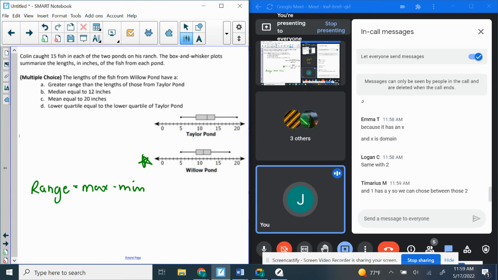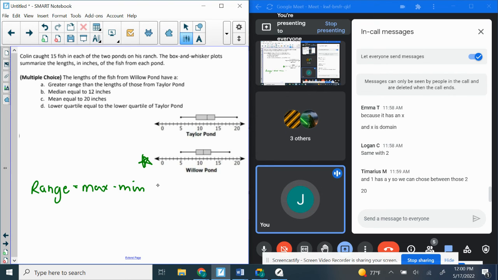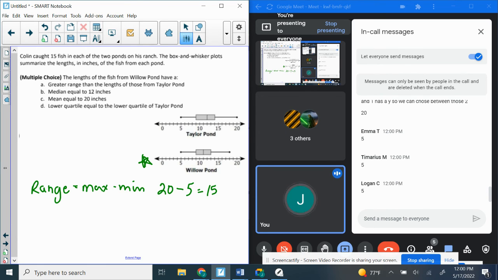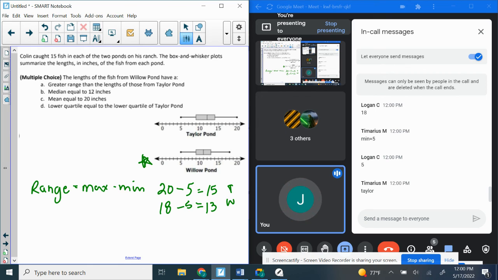What is the max number from Taylor Pond? What's the minimum from Taylor's Pond? Yep, so 20 minus 5 means our range is 15. So Willow's Pond, this is Taylor's Pond. What's the max for Willow's Pond? 18. Yep. And then my min minus 5. Yep. Equals 13. So which one has the bigger range, Taylor or Willow? Taylor, right. So Willow Pond does not have a greater range than Taylor Pond. So A's out.